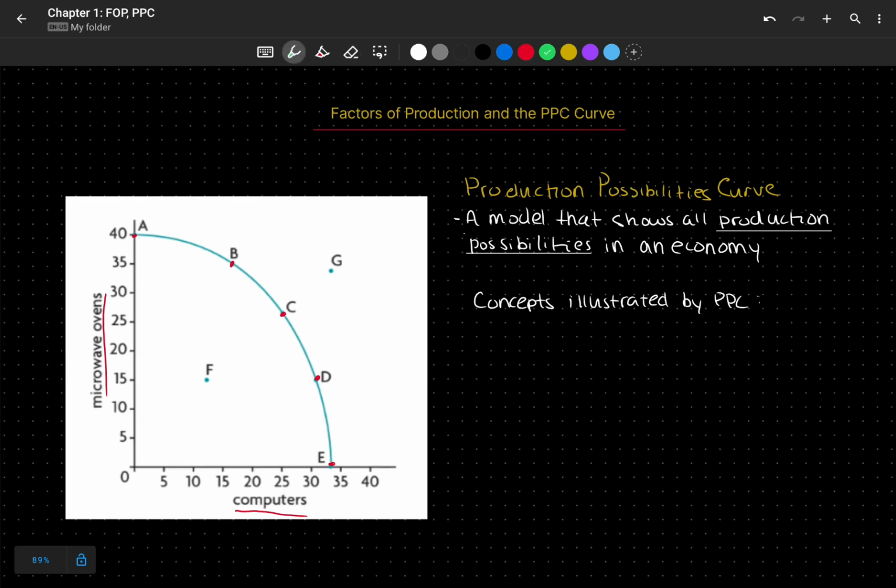So there are some important economic concepts that are illustrated by the PPC. Some of these link back to the 9 key economic concepts, so if you want a video going over those in more detail, you can leave a comment.